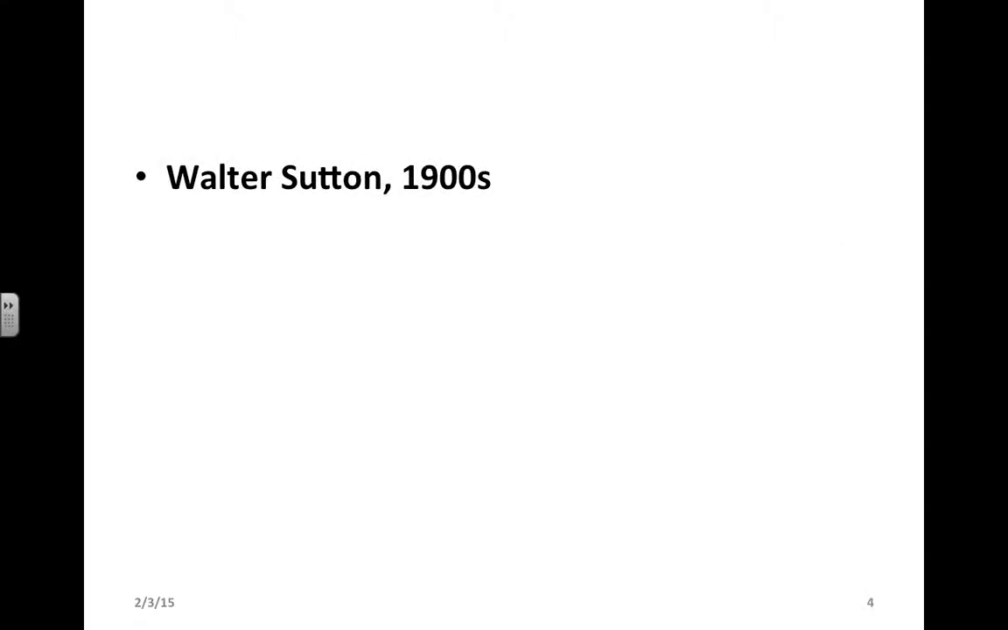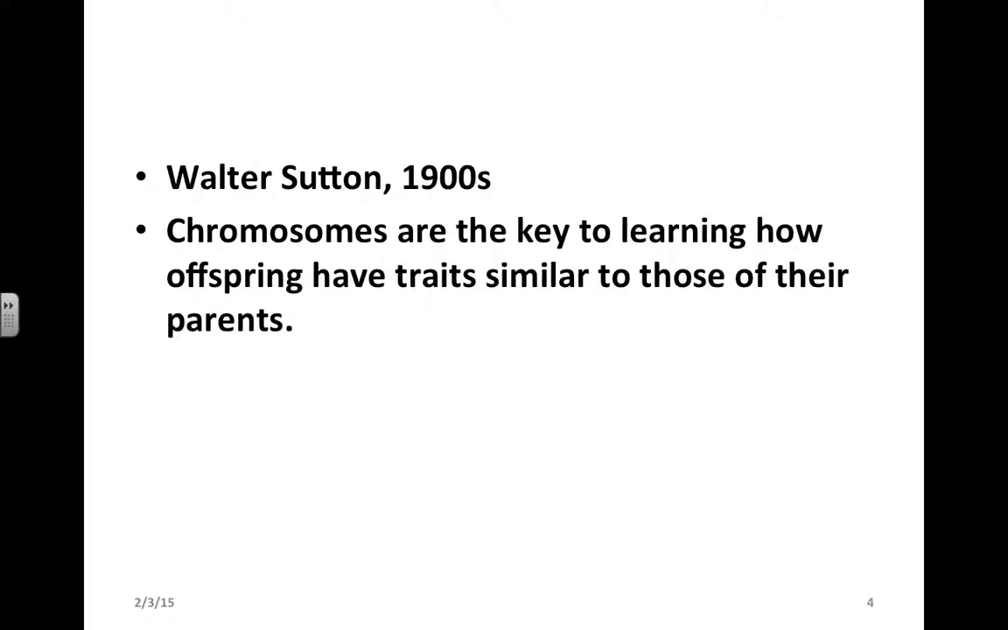So let's talk about Walter Sutton for a second. He's a pretty famous scientist from the 1900s. And he followed Mendel a number of years later. And he said that he believed that chromosomes were the key to learning how offspring have traits similar to those of their parents. Remember, Mendel is the one that said, yep, offspring are getting the traits of their parents. But nobody knew how. Remember, Mendel didn't even know the word genes.